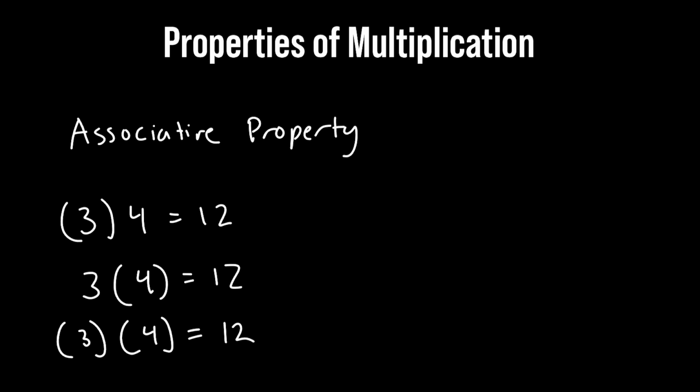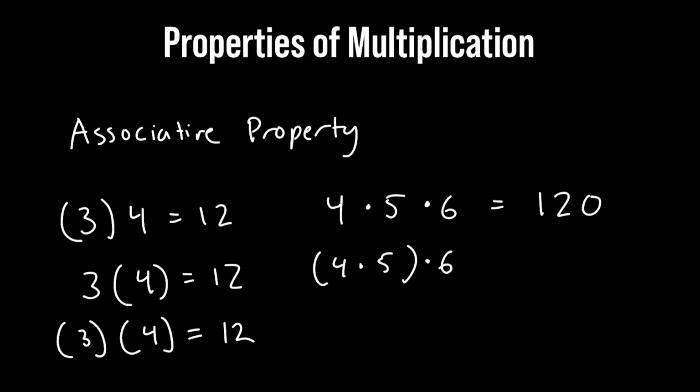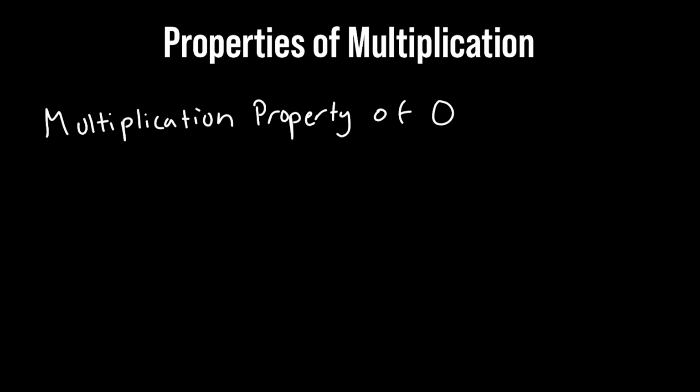Let's try 3 numbers, for example. So 4 times 5 times 6. This is equal to 120. And (4 times 5) times 6 is also equal to 120. And 4 times (5 times 6) is equal to 120 as well. The next 2 properties are pretty easy to understand.